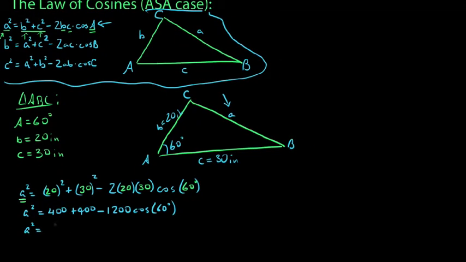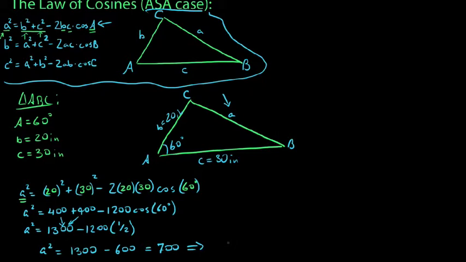We say A squared equals 400 plus 900, which is 1300, minus 1200 times cosine of 60, which is a half. We can use a calculator for any of this. So A squared is 1300 minus half of 1200, which is 600, and 1300 take away 600 leaves 700. Now if we take the square root of both sides, the square root of A squared is A, and that equals the square root of 700.